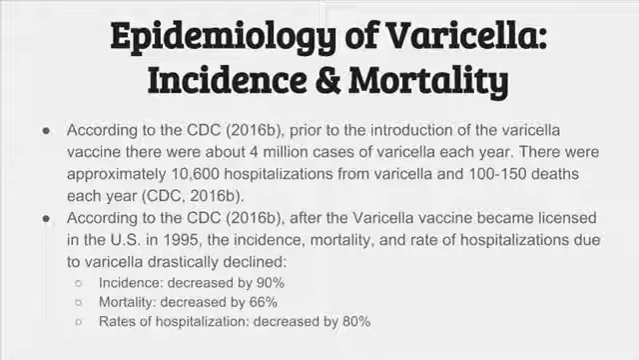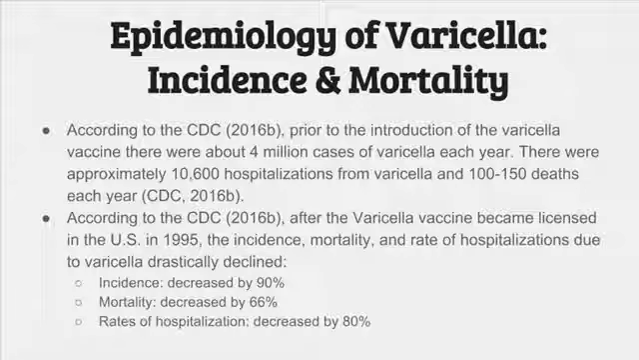According to the CDC, prior to the U.S. vaccination program of chickenpox in 1995, the illness caused more than 100 deaths per year. After the start of the vaccination program, deaths due to chickenpox decreased by 90%, meaning fewer than 20 people die from chickenpox each year.